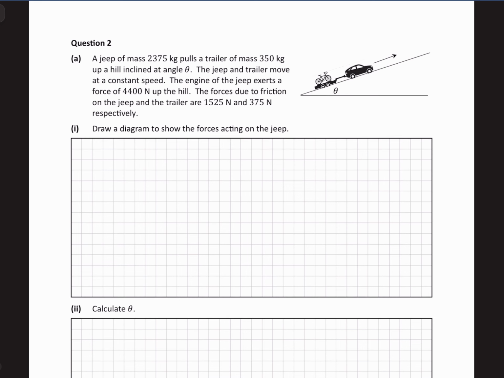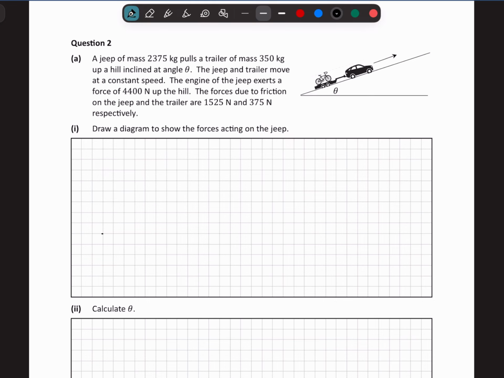The engine of the jeep exerts a force of 4,400, and the forces due to friction are given independently for both. Draw a diagram showing all the forces acting on the jeep. So in this case, just be careful when you're making sure to answer what's asked. We're looking for the forces on the jeep. You don't need to draw the hill.